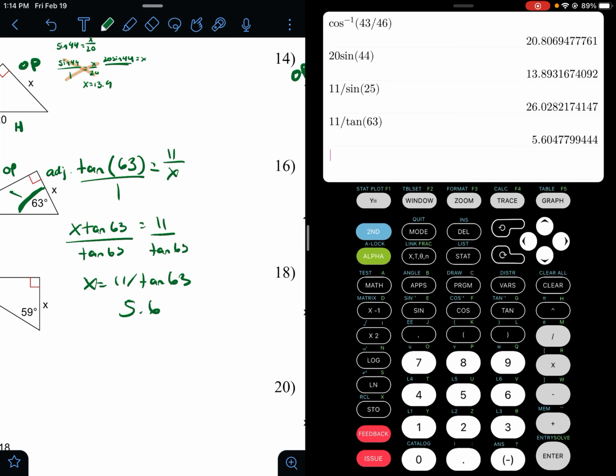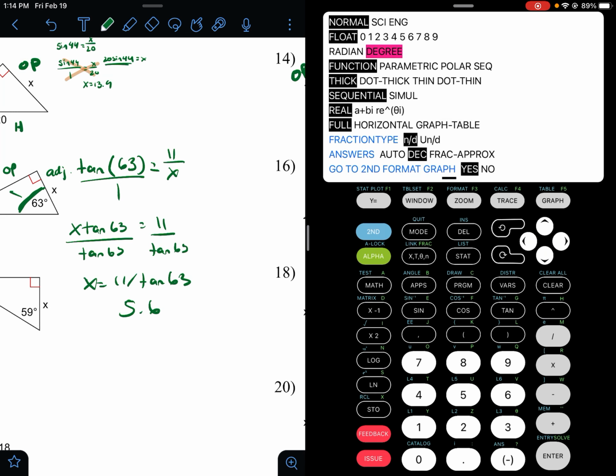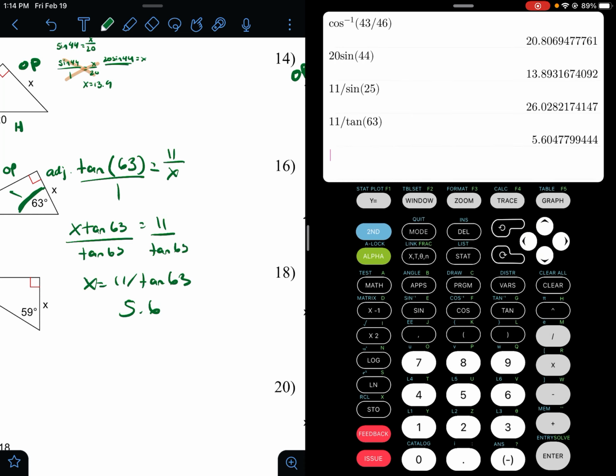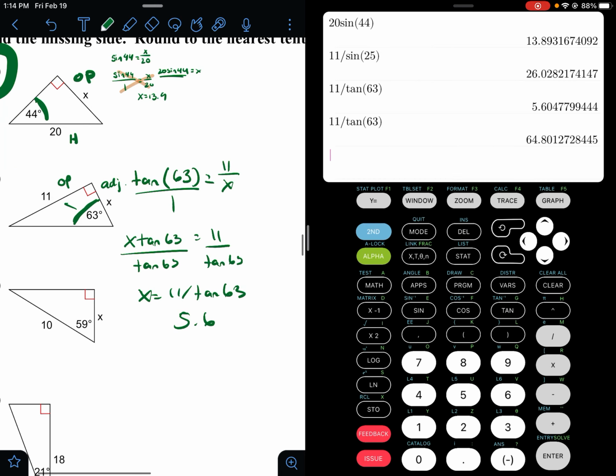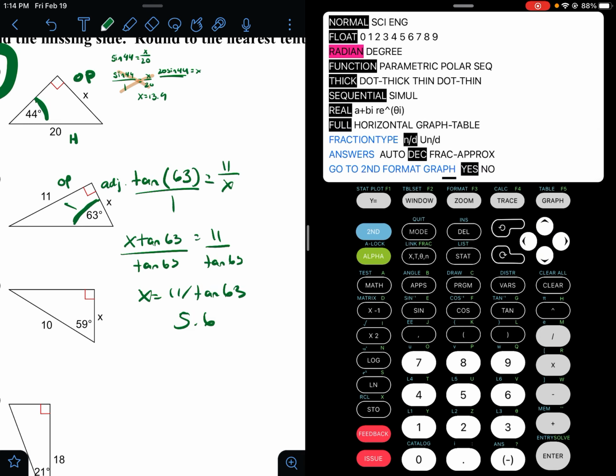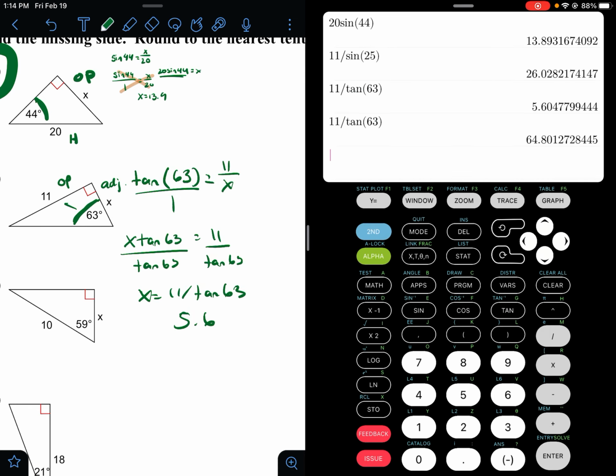So I'm going to show you guys real quick what happens when you don't have it in degree mode. Let's say you forgot to move it into degree mode and you just plug that in. You would get a totally different answer. You end up with 64.8. So you need to make sure, like I said, that you are in the correct mode, which is degree mode. So again, to do that, you go to mode on your calculator, and you're going to go down, go to degree, click enter, and then you can quit out of there. All right, so make sure you are in degree mode.